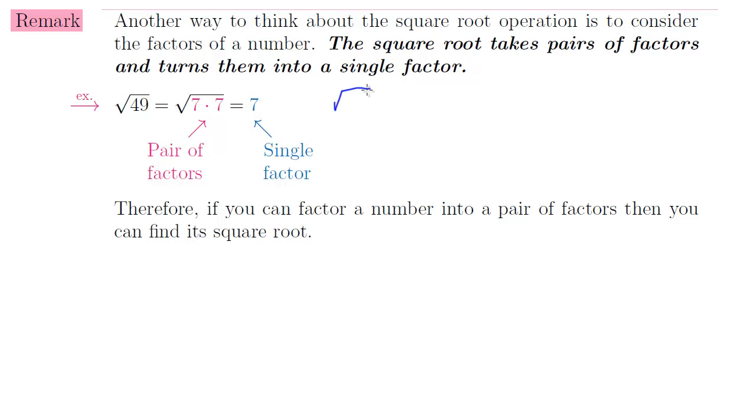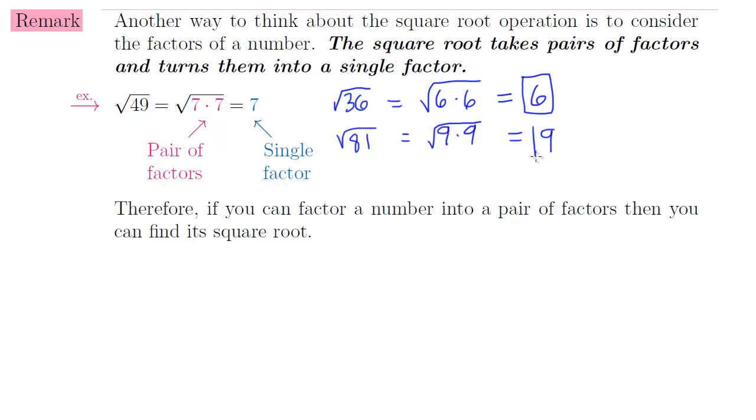The square root of 36: if you think about it, you know 36 is 6 times 6. So the square root of 36 is going to take this pair of factors and give a single factor back. The square root of 81, you know 81 is 9 times 9. So the square root of 81 is going to take this pair of factors and turn it into a single factor.